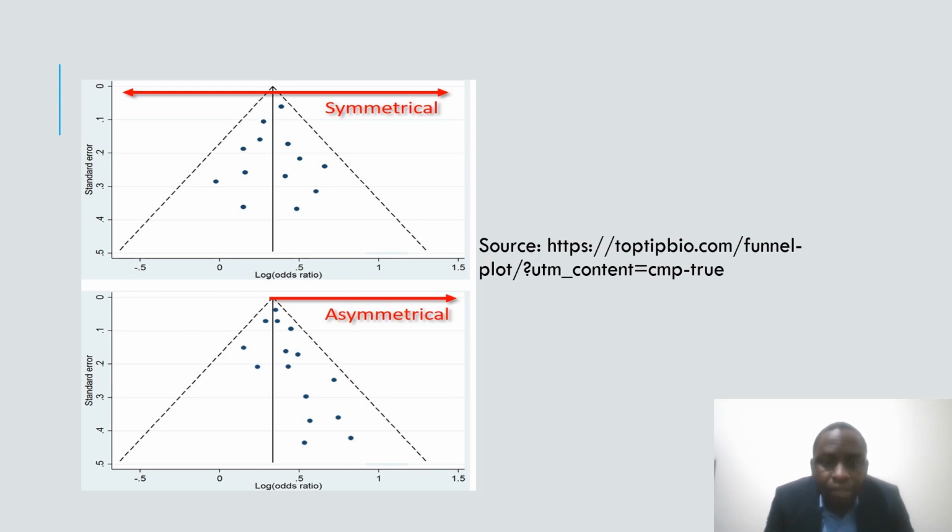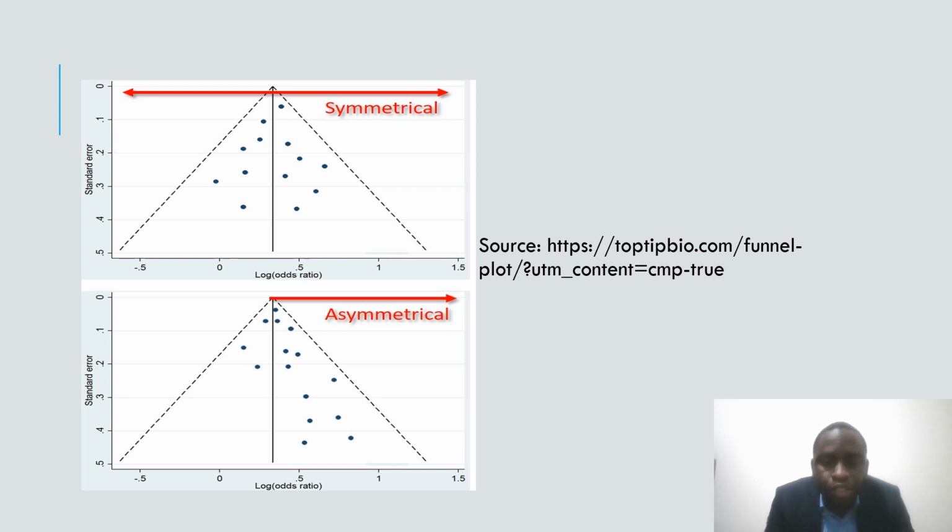So you can see in the funnel plot on the upper side that the studies are well distributed and balanced. That means we have both positive and negative studies, studies with positive results and negative results, well distributed on both sides of this line, the line of no effect. So in the upper funnel plot, there is no publication bias.